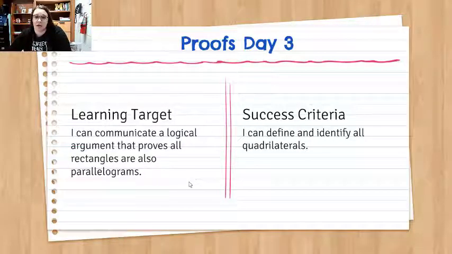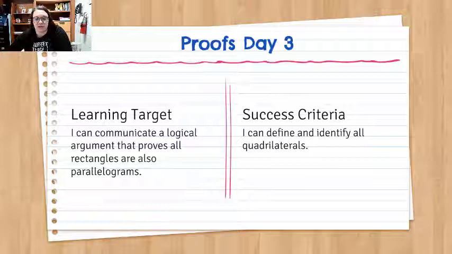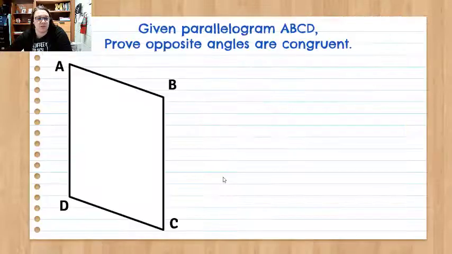Today we're going to continue talking about proofs. Our learning target is you'll be able to communicate a logical argument that proves rectangles are also parallelograms, as well as identify different quadrilaterals. Let's jump in. We'll do 3 proofs today.